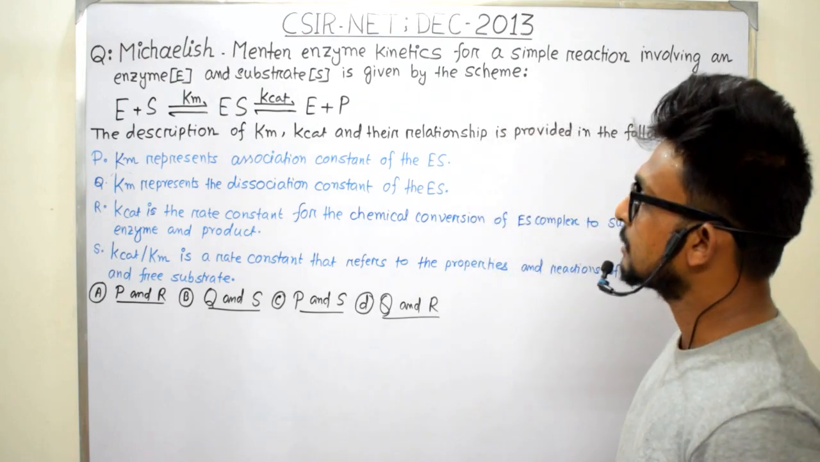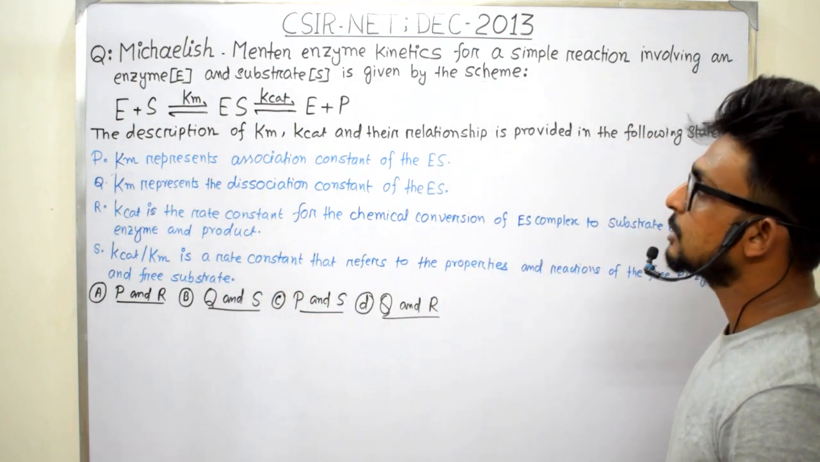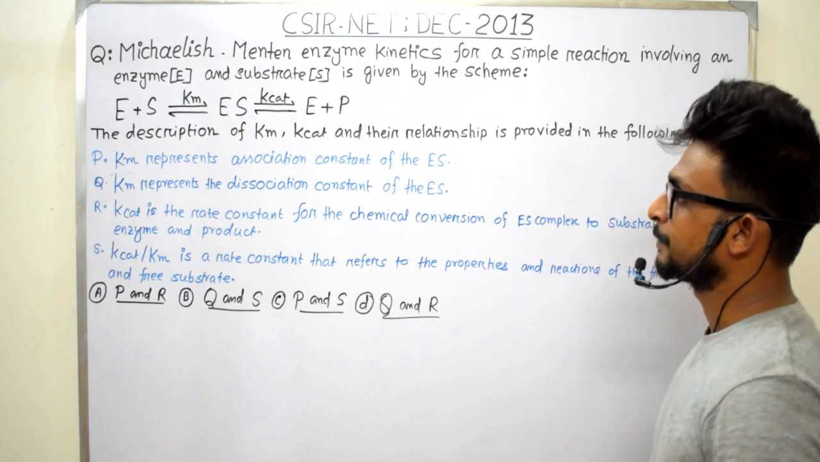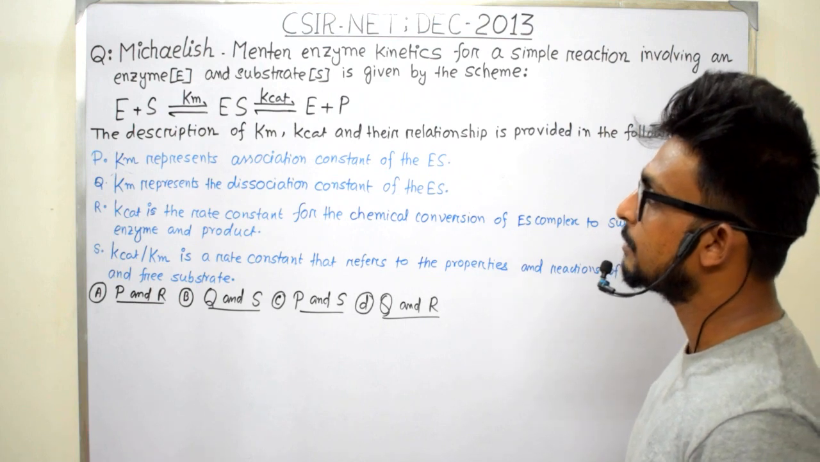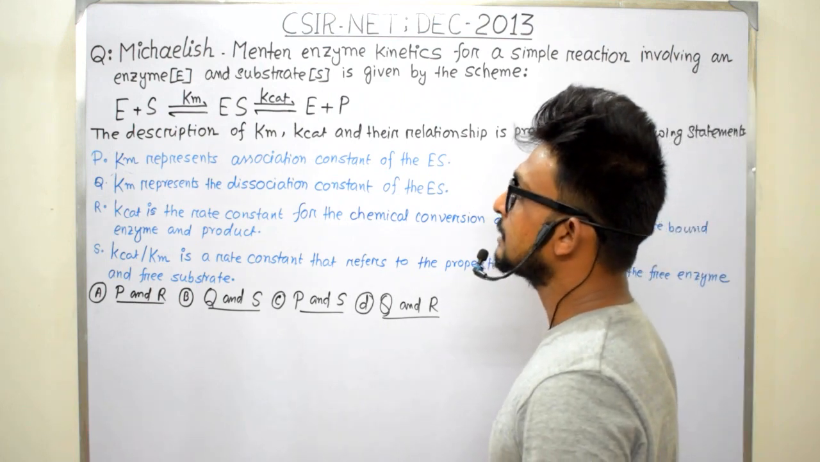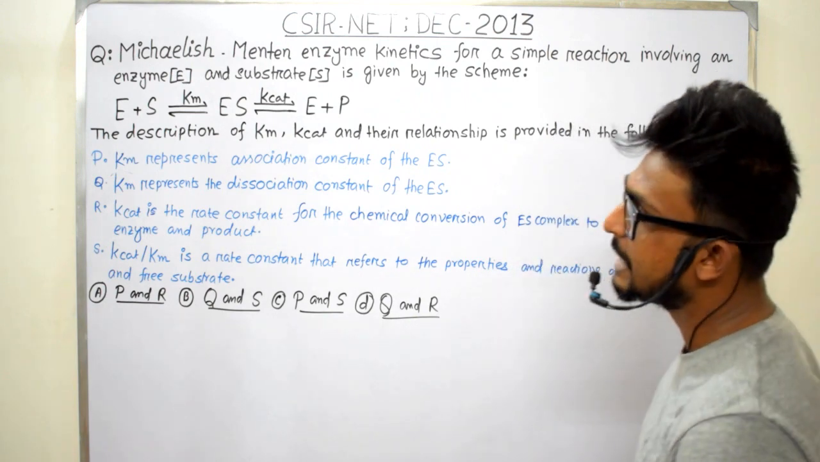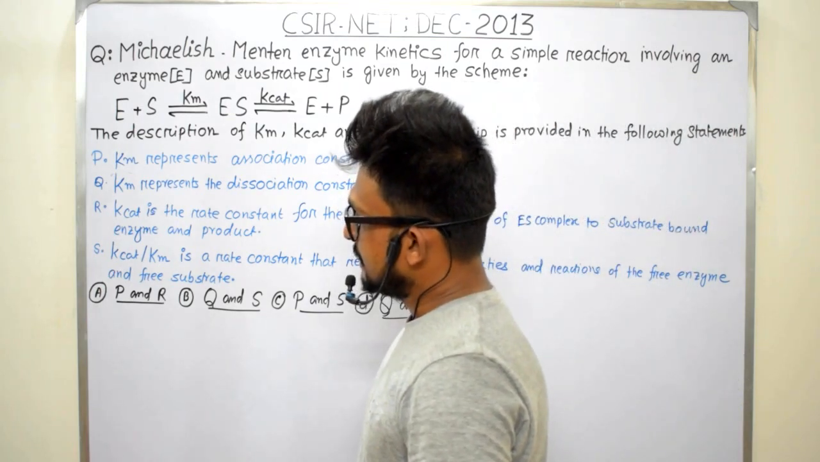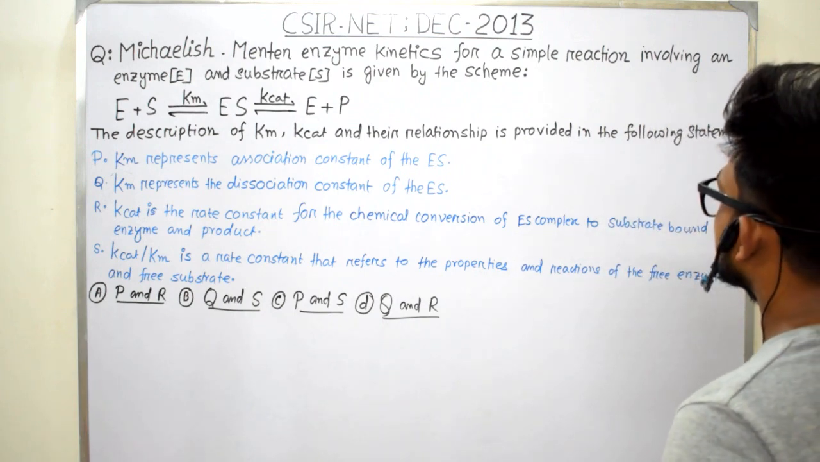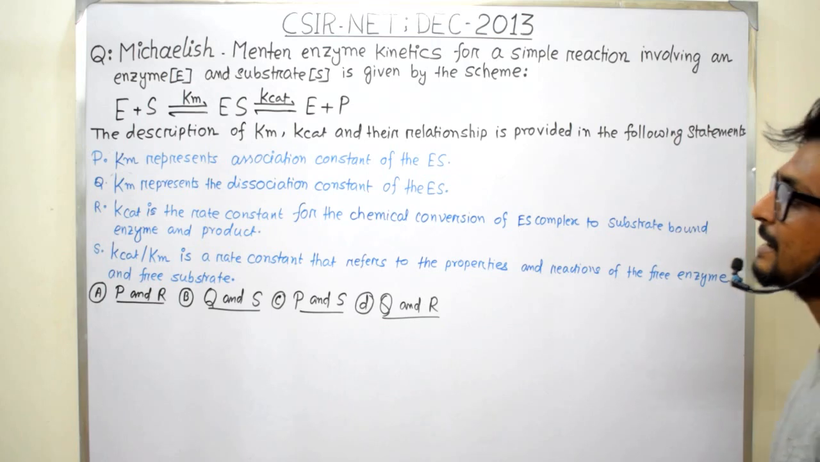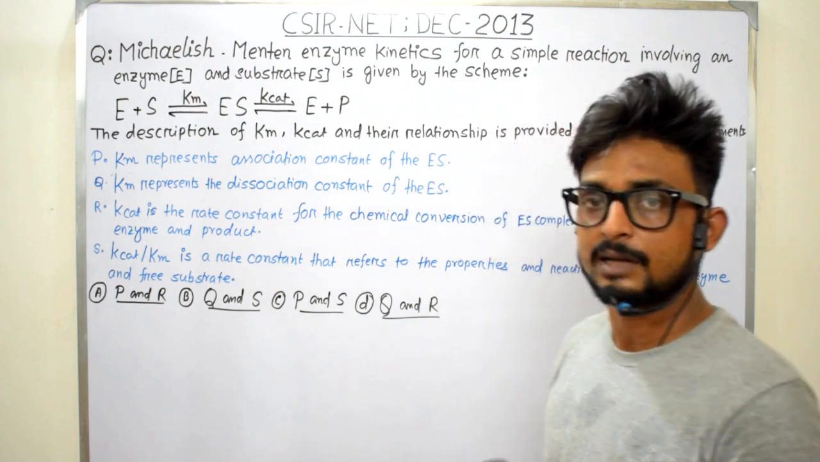Okay, so what are the statements? Let's see one by one. The first statement is Km represents the association constant of enzyme substrate complex. The second statement is Km represents the dissociation constant of the enzyme substrate complex. The third statement is Kcat is the rate constant for chemical conversion of enzyme substrate complex to substrate bound enzyme and product. And the last statement is Kcat by Km is a rate constant that refers to the properties and reactions of free enzyme and free substrate. So out of these four statements, which two will be the right combination?